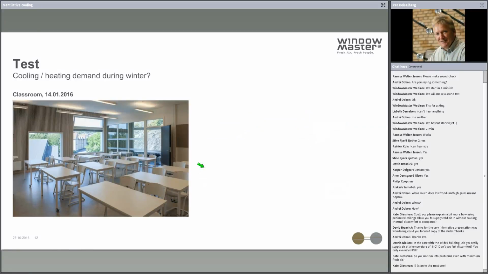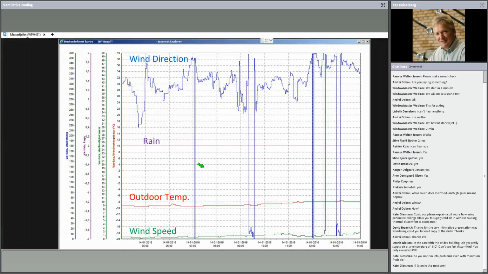So actually we did a test during winter time, I think on about the 14th of January, in a couple of classrooms. We wanted to know when a classroom needs cooling and when a classroom actually needs heating. So this was the test. Now we are looking at some graphs here, and I will just take you through it.